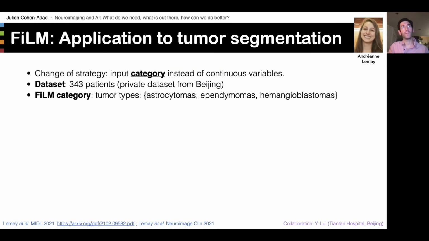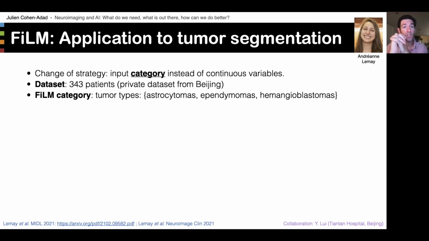Let's go back to the FiLM. We tried to simplify the experiment. Instead of inputting in the FiLM generator MRI acquisition parameters, which are defined on a continuous range, the TR is basically a float number, similar for the flip angle, TE. So there is just too much degree of freedom. So our alternative approach was to input categories.